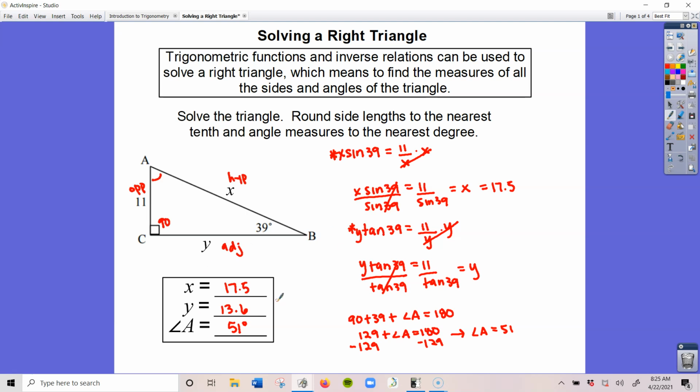So that's what I mean by solving a right triangle. We just solved for the missing sides and the missing angle. Let's try another one.